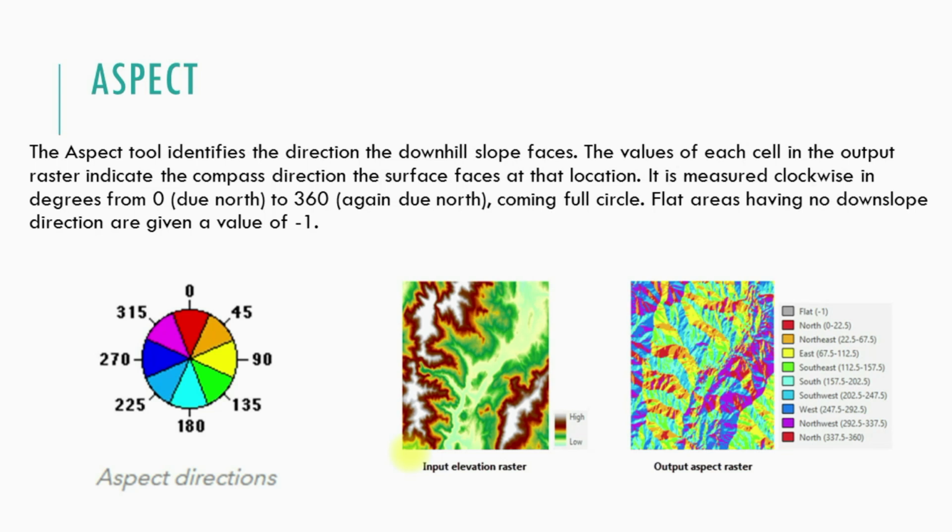So aspect is always derived from the digital elevation model, and it shows the direction the surface faces at that location. From the image on the right you can see that 0 degrees is indicated as north. The north class on the image is almost 0 degrees, from 0 to 22.5 degrees, the direction the surface faces at that location. So it represents the direction of the downhill slope, and flat areas have no downslope direction and are given a value of -1.